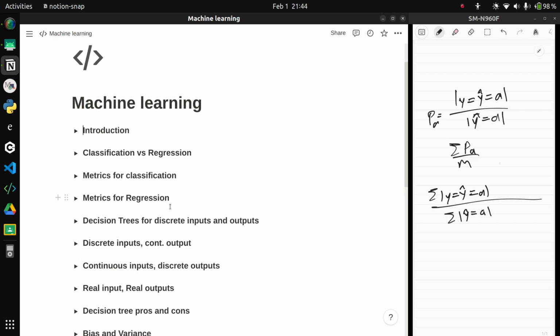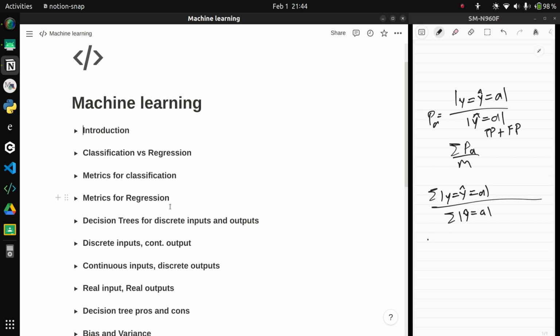Y hat equal to a can also be written in a different way. Since we're predicting, we're talking about the positives, so it's going to be true positive plus false positive. Remember, positive is for the prediction, and true and false is for whether y equals y hat. So when you say true positive, you mean that you predicted positive and it actually was positive. Cool, that's precision.